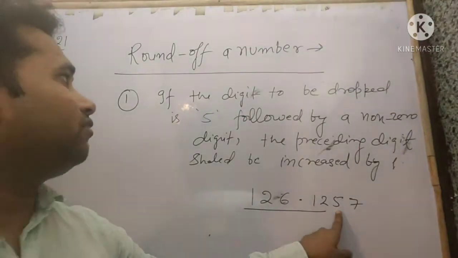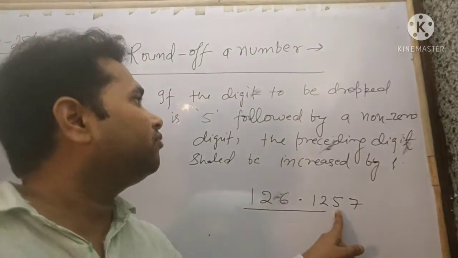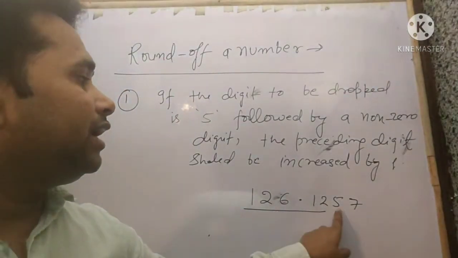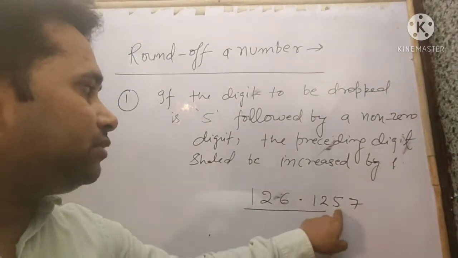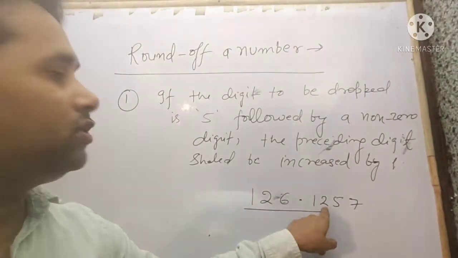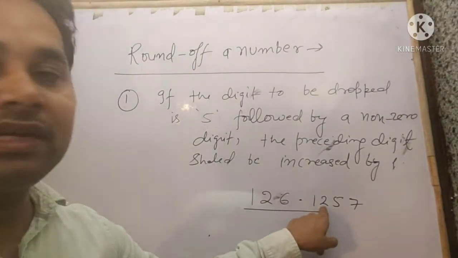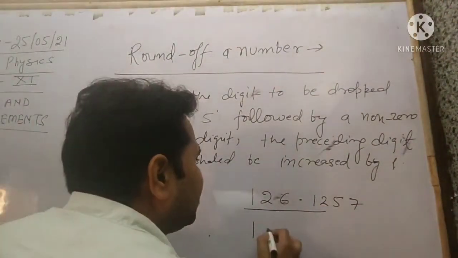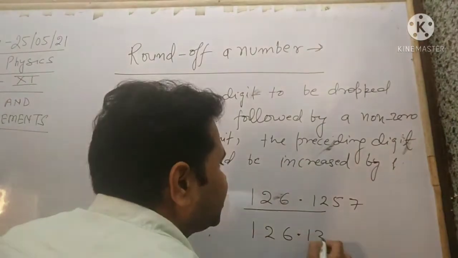तो कह रहा है कि if the dropping digit is equal to 5 followed by a non-zero digit, like 7 is the non-zero digit, then the preceding one means 5 से पहले, before just 5, this is the preceding digit, and it should be increased by 1. It means the answer will be 126.13.